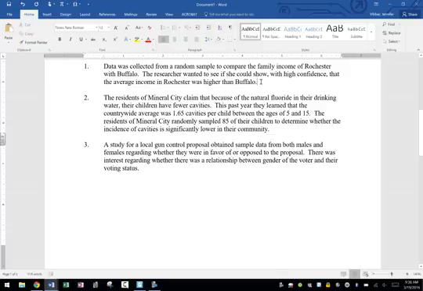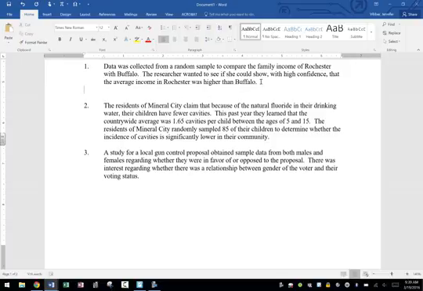So let's say data is collected from a random sample to compare family income in Rochester and Buffalo. The researcher wants to see if she could show with high confidence that the average income in Rochester was higher than Buffalo. So the first thing I'm realizing is I have two samples. I have Rochester and I have Buffalo, and I want to know which one has a higher average. So if I'm working with two samples, I have two groups that I'm comparing, I'm going to use a two-sample test. So this is going to be a two-sample t-test.